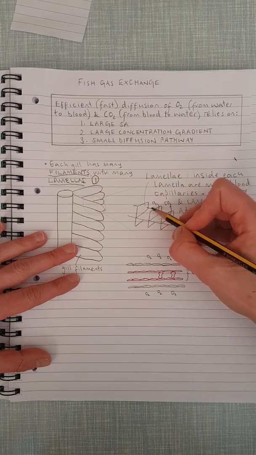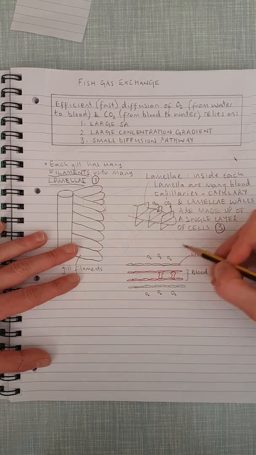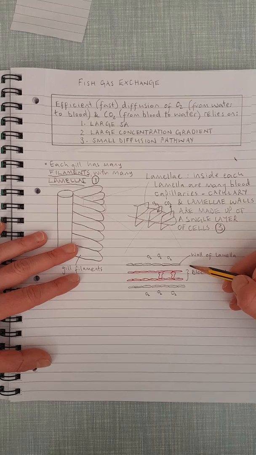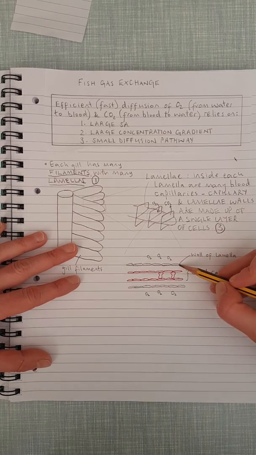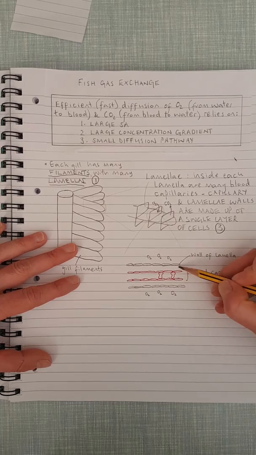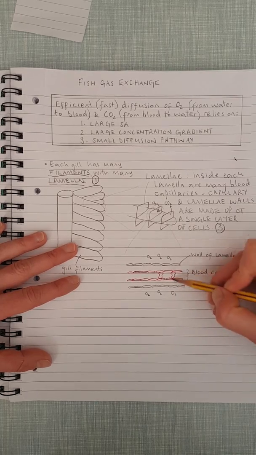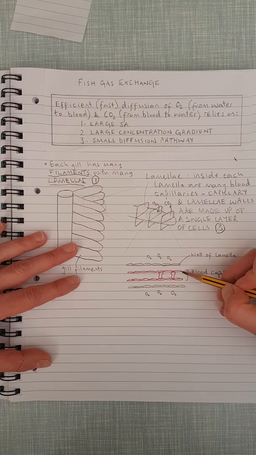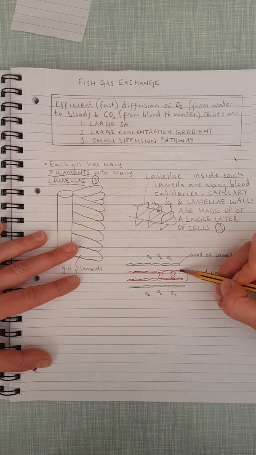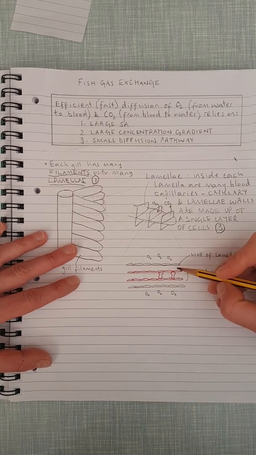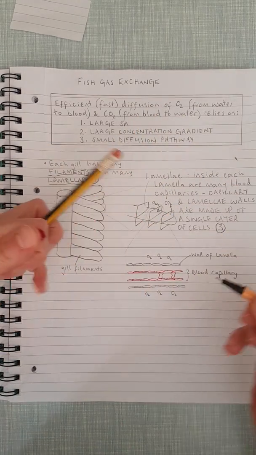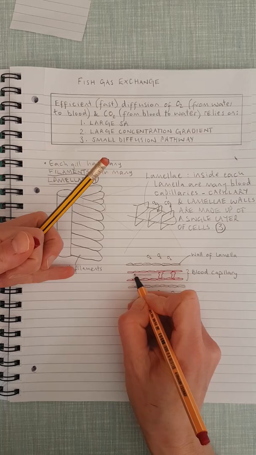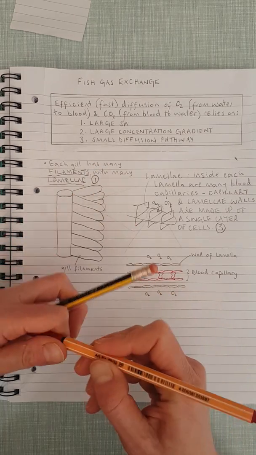So what we've got here, if we think about what's inside the lamellae. Now this is very diagrammatic, but it gives you an idea. So we've got the lamellae walls here and here, and then inside the lamellae we've got the blood capillary, the walls of the blood capillaries. You can see they're really close to one another, and they're both just made up of a single layer of cells. And we can see that the blood will be flowing in a particular direction.